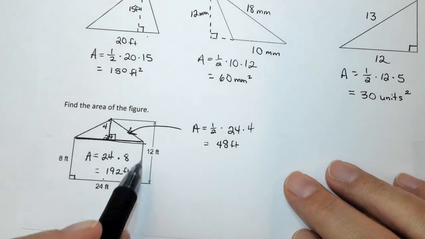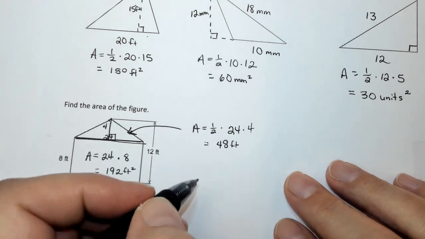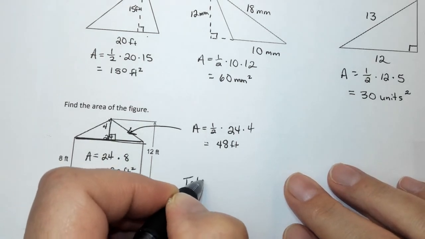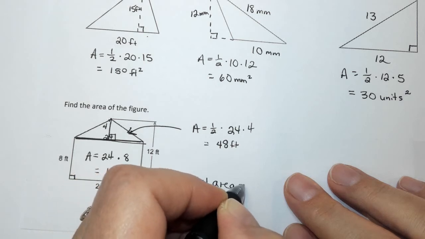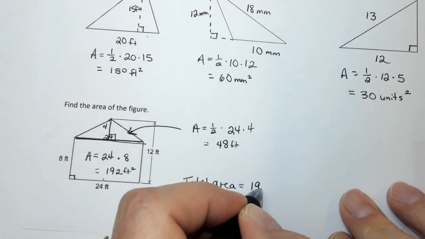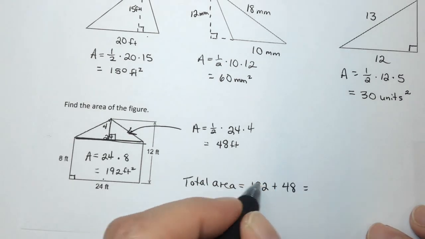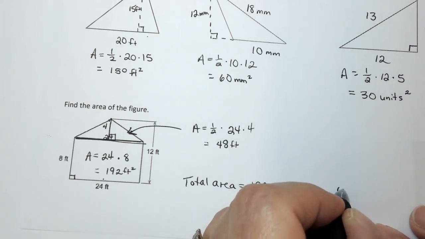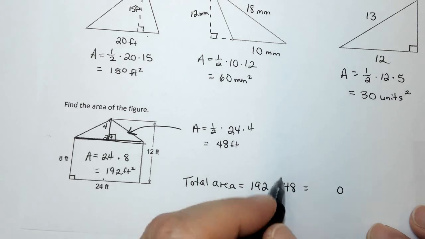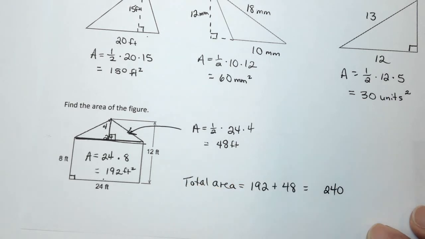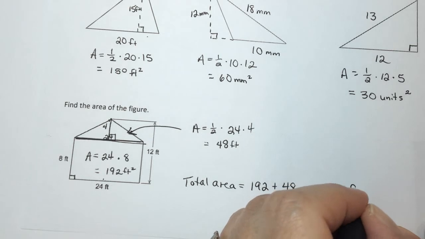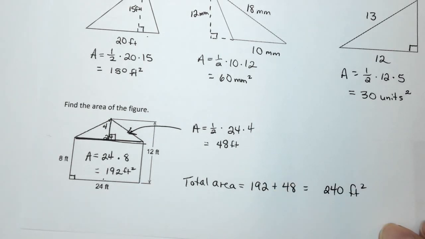Alright, to get the area of the entire figure, you have to add your parts. So the total area is the 192 for the rectangle plus the 48 for the triangle. Let's see, 2 plus 8 is 10. If we carry a 1, we get 24. That's 240 square feet total in the figure.